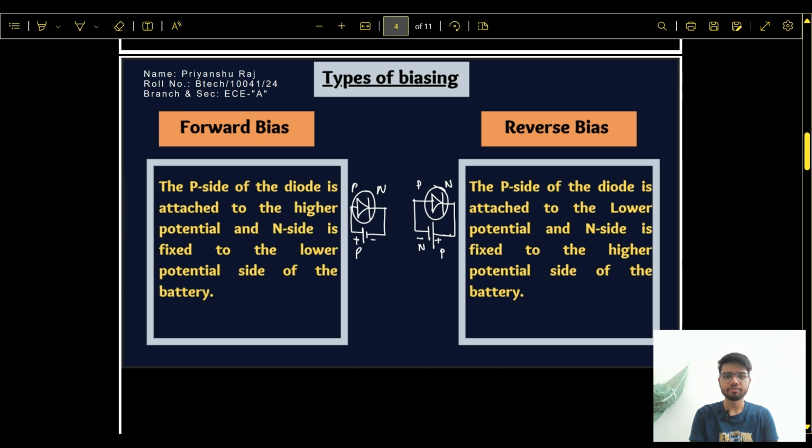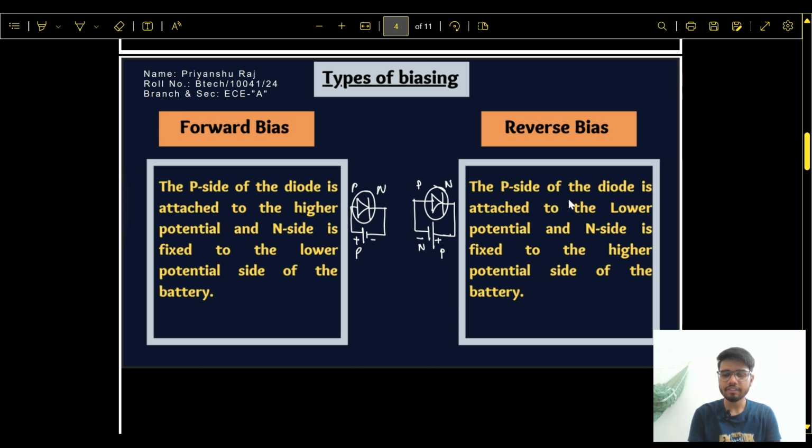We have two types of biasing in our syllabus, forward bias and reverse bias. The P side of the diode is attached to the higher potential and the N side is fixed to the lower potential side of the battery. This is the symbol of a diode, where this is the P side and this is the N side. We can see in the battery the positive side of the battery is connected to the P side, whereas the negative side of the battery is connected to the N side. This is the reverse bias.